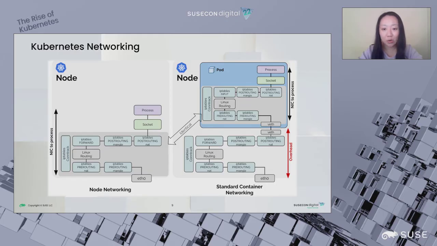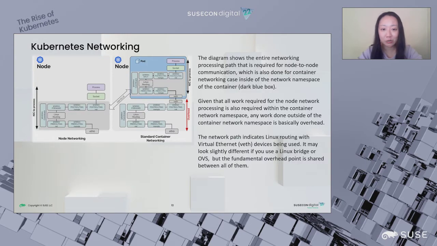Kubernetes model supports multi-host cluster networking, and pods can communicate with each other by default, regardless of which hosts they're deployed on. This diagram shows the entire network for node-to-node communication and for container network. Linux kernel is responsible for translating between packets. And this diagram also shows you how the kernel handles connections.